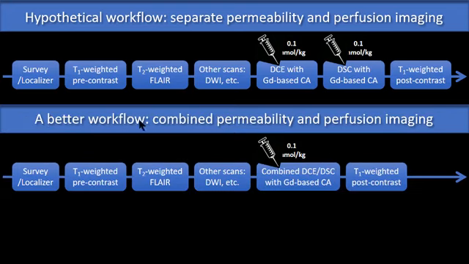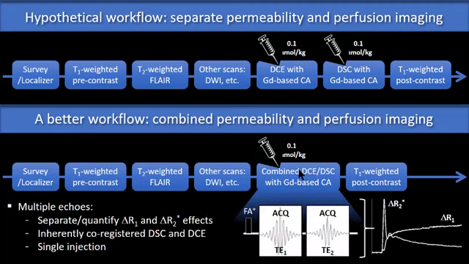We think that a better workflow would be to combine our permeability and perfusion into a single scan. So we can see right off the bat, we can reduce our scan time if we do this, and reduce our total dose. So if you can do this in a smart way with multiple echoes, you can combine these two echoes in a way that you get both a delta R2 star curve and a delta R1 curve. So a multi-echo method will allow you to separate those separate effects. I should note that they're inherently co-registered for DSC and DCE, so that's a real advantage. We still, of course, may have patient motion throughout the scan time, but the parameters are co-registered, and it's also a single injection.